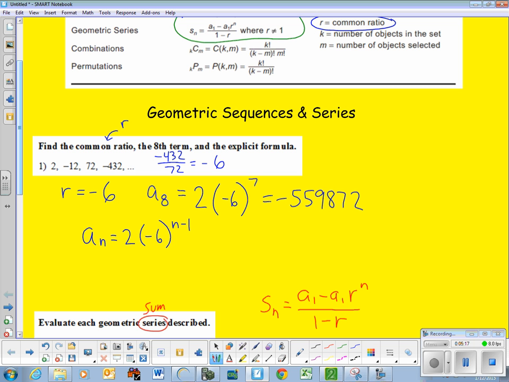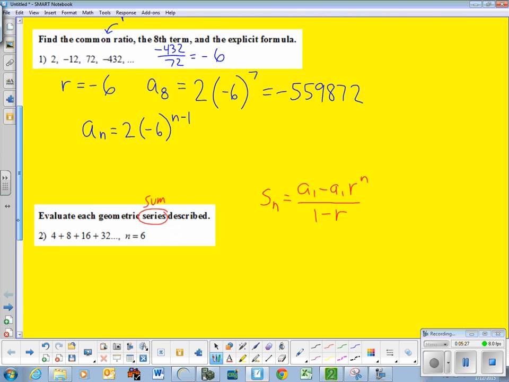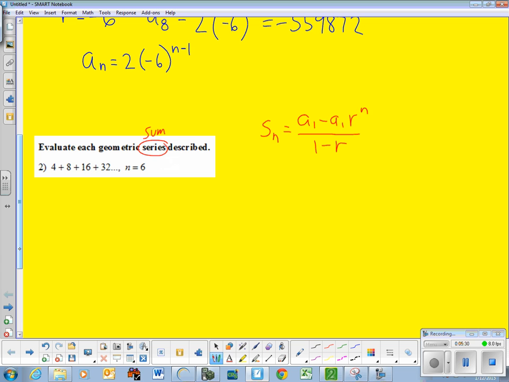All right, so this is going to add up, and it gives that little qualifier where r is not equal to 1, because if r equals 1, you just have the same term over and over again, and then this formula ceases to exist because the denominator is 0. So this is just a simple plug-in. We've got a1, which is 4, minus a1 times r to the n, so that's times 2 to the 6, all over 1 minus r, so 1 minus 2.